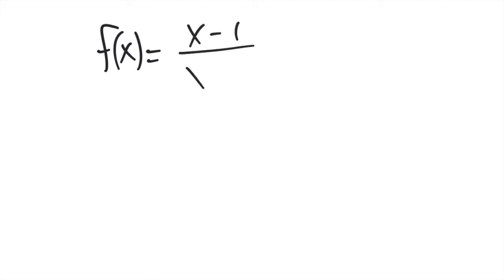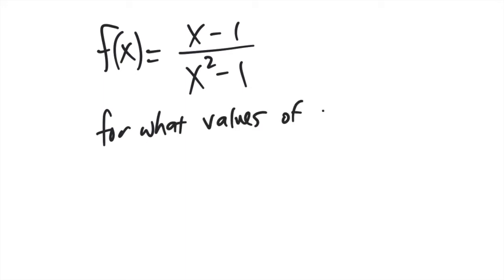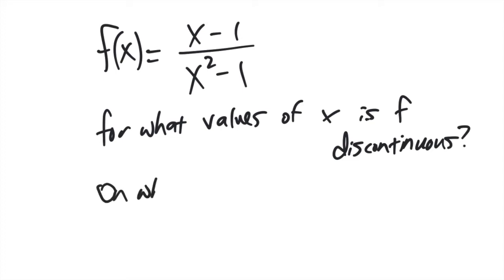Now let's take a look at an example. Let's say we have the function f of x equals x minus 1 over x squared minus 1. This is a function that we saw a couple of videos ago when we talked about limits. And we could ask a question like, for what values of x is f discontinuous, and on what intervals is f continuous?